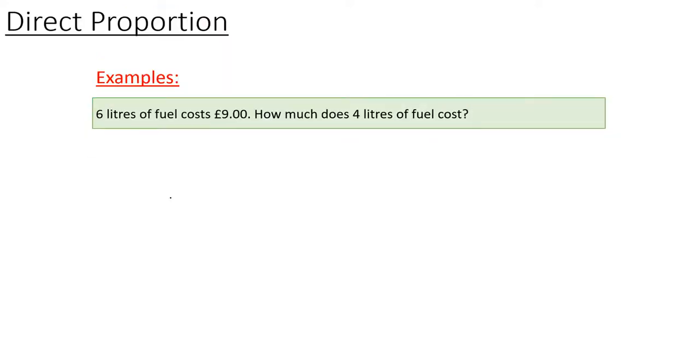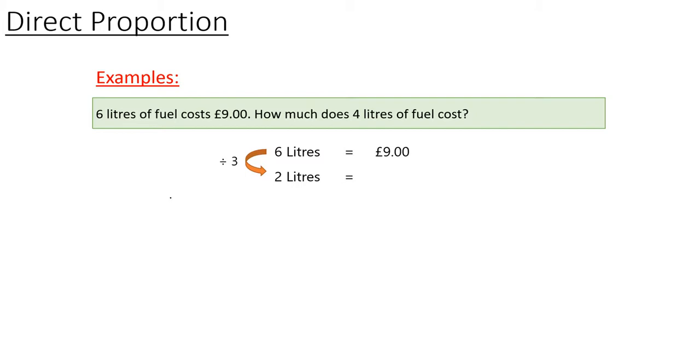So 6 litres of fuel costs £9. How much does 4 litres of fuel cost? So we're going to break this down. If you copy this example as we're going along, pause if you need to. So 6 litres equals £9. For 2 litres, we're going to divide it by 3. So we're going to try and find an easy way to get to 4 litres. Now, you could have divided it by 6 if you want to get to 1. Absolutely fine. We're going to do this one and I'll do the other one with you.